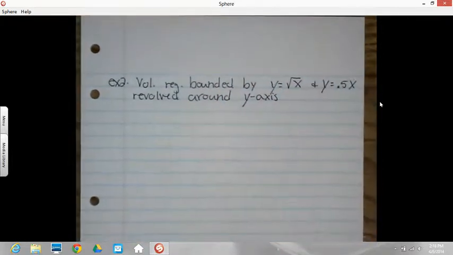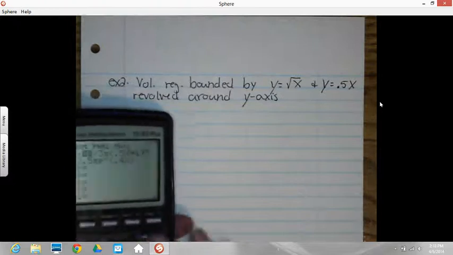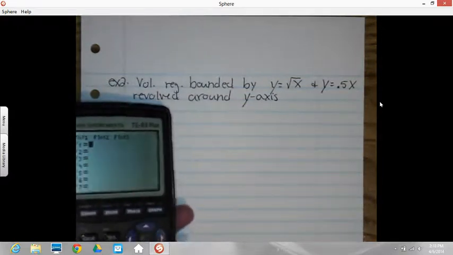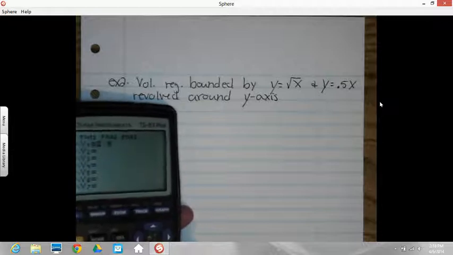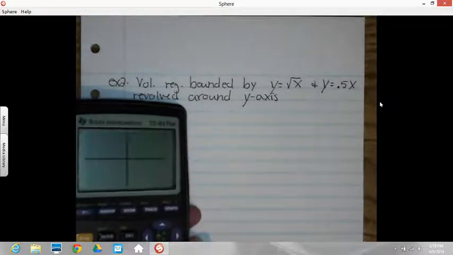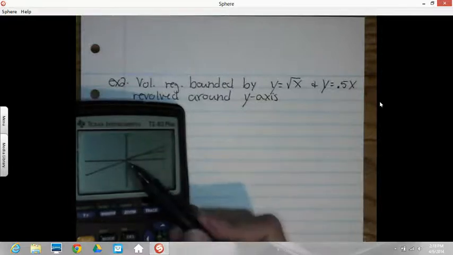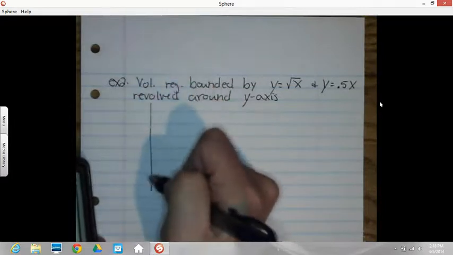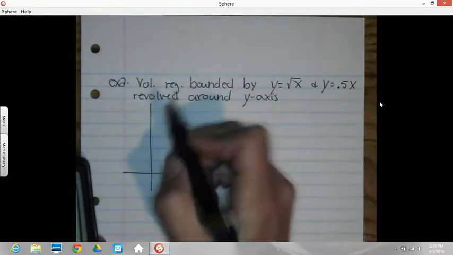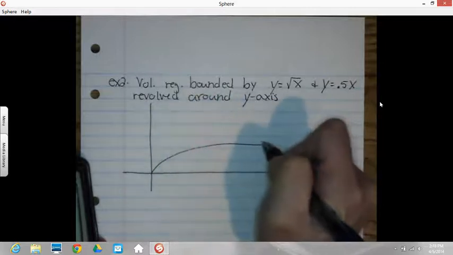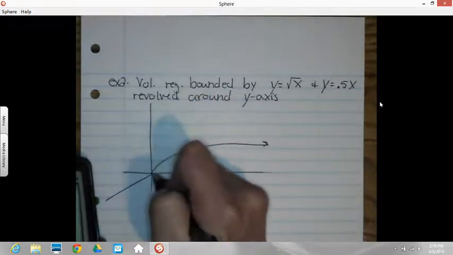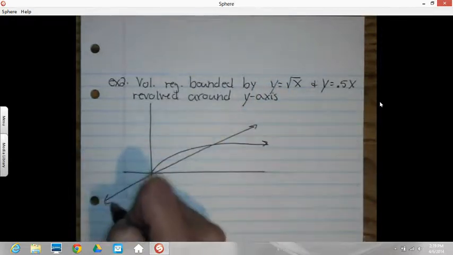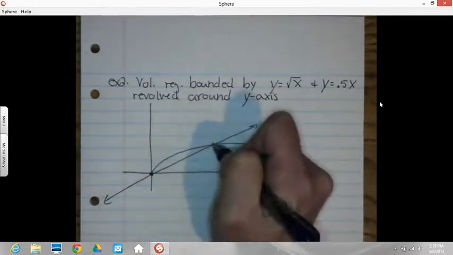Okay, graph first. You need to know which equation's on top or bottom or left or right. So square root of x and 0.5x. So I can see my square root function rose above the linear function. Okay, bounded here and here.